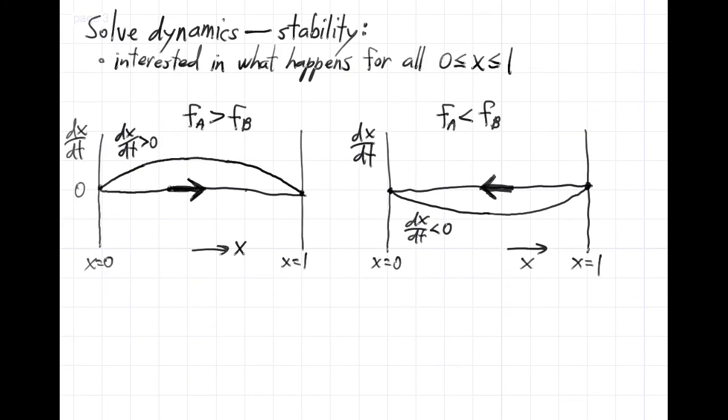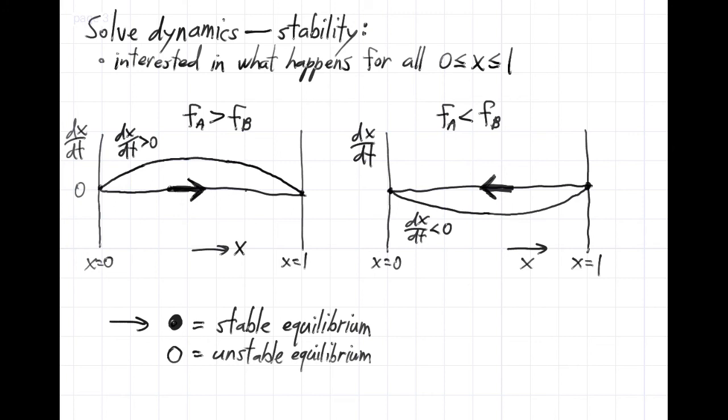And knowing that, we can say something about the equilibria. Let's label our equilibria. We'll call a filled dot a stable equilibrium, and an open circle an unstable equilibrium. What we mean by stability here is that if we start at one of these equilibria, and we're knocked away from it just a little bit to the left or to the right, will we return? Will the system dynamics return us to the equilibrium, or move us further away from that equilibrium?